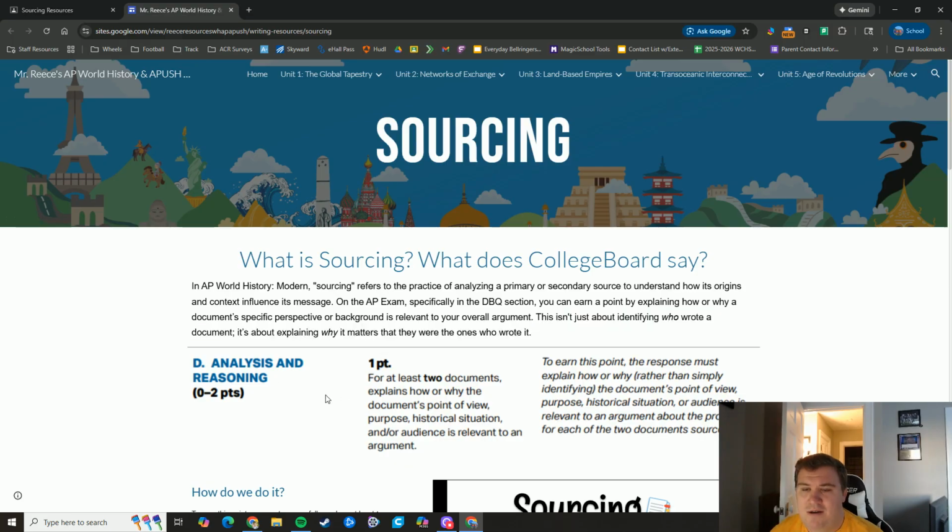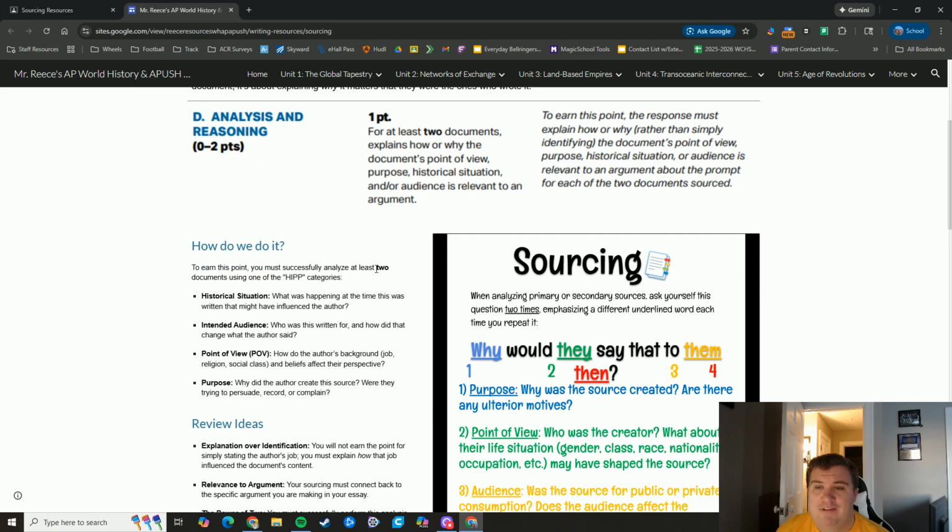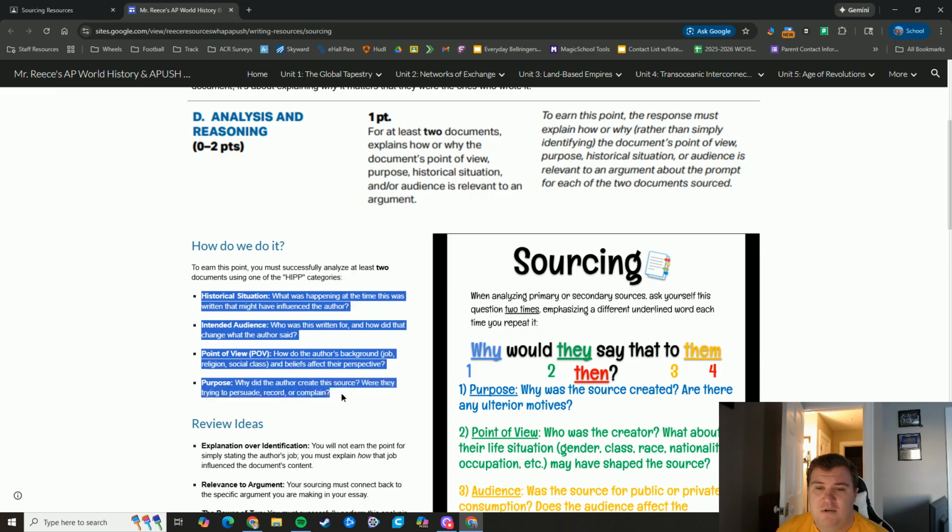On AP Classroom and College Board, this is how they say it. They say for at least two documents, explain the how or why the document's point of view, purpose, historical situation, and or audience is relevant to the argument that you're trying to make. So basically what you're trying to do is one of four things for each of the documents. And again, you only have to do two of these documents. You don't have to do all of them. But these are the four things: historical situation, intended audience, point of view, or purpose.